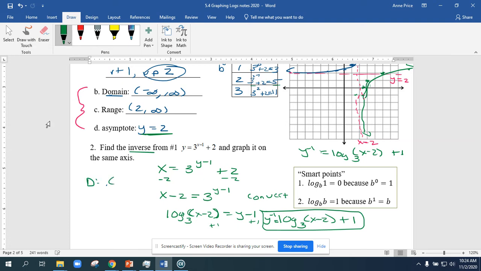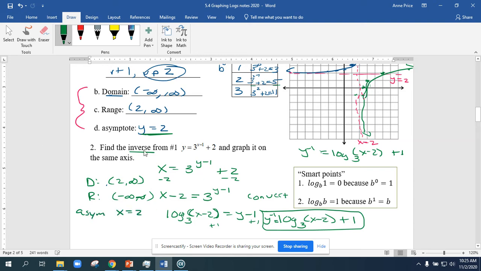So the domain is going to be from 2 to infinity. That's that vertical asymptote that I put in that magenta pink color. The range is going to switch to negative infinity to infinity. And then the asymptote is going to be, instead of y equals 2, it's going to be x equals 2. Our asymptote here is going to be x equals 2.